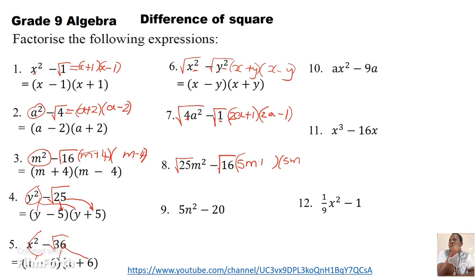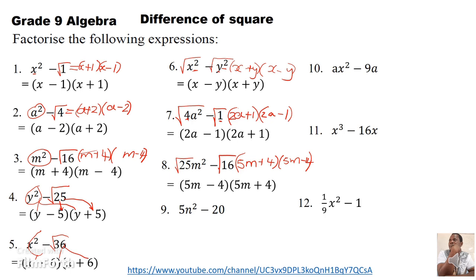You put plus 4 in one bracket and you put minus 4 in the next bracket and you close the brackets. This is the answer to that question. So the factors after factorizing 25m squared minus 16 are (5m minus 4)(5m plus 4).